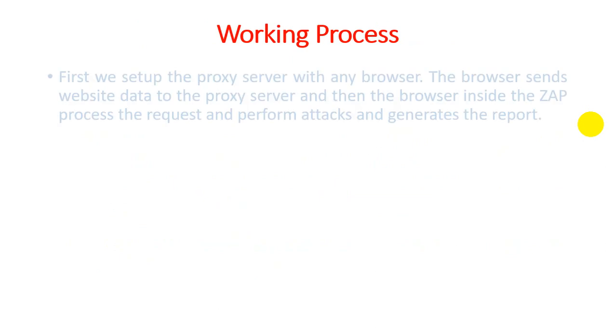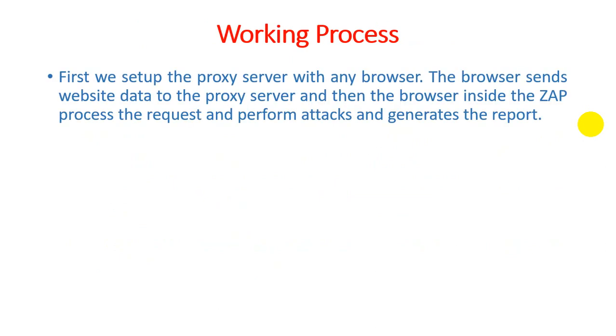Now how does it work? First we set up a proxy server. We know what a proxy server is; it requires a browser to work as a proxy server. The browser sends a website's data to a proxy server because it is an intermediate thing between a client and server, and then the browser inside ZAP processes the request, performs the attacks, and generates the reports. Means it can provide statistics based on client and server request and response.